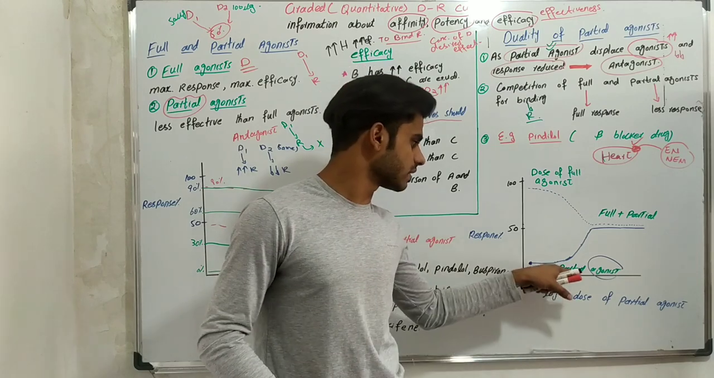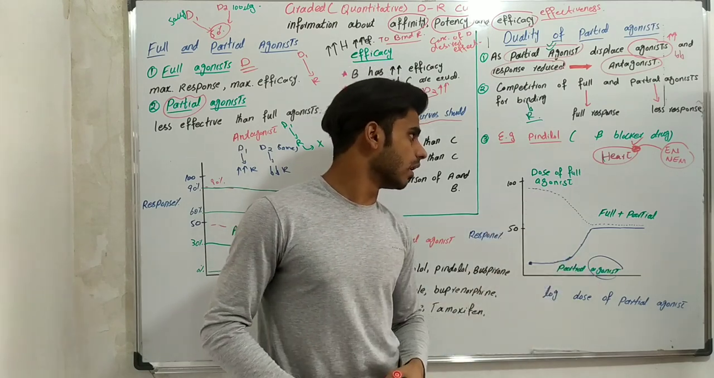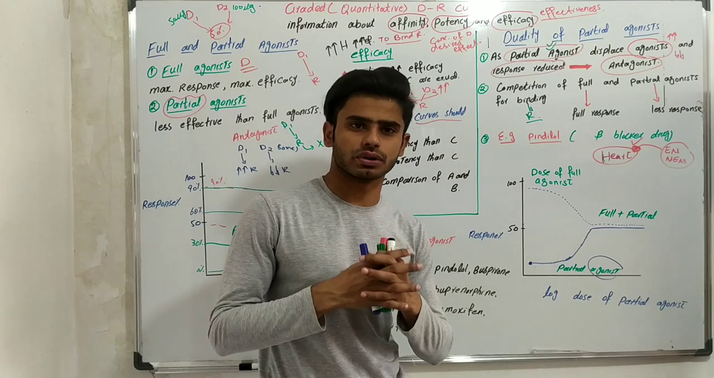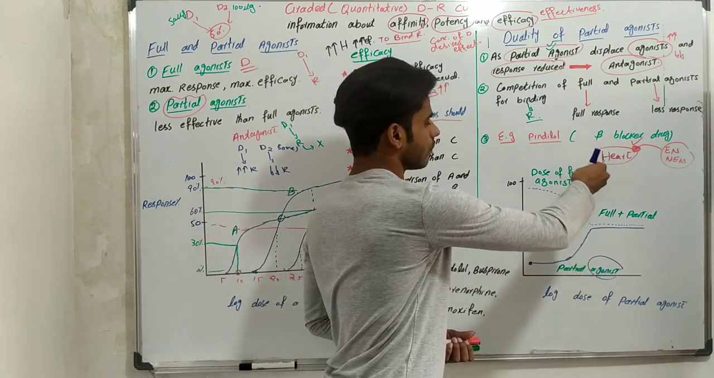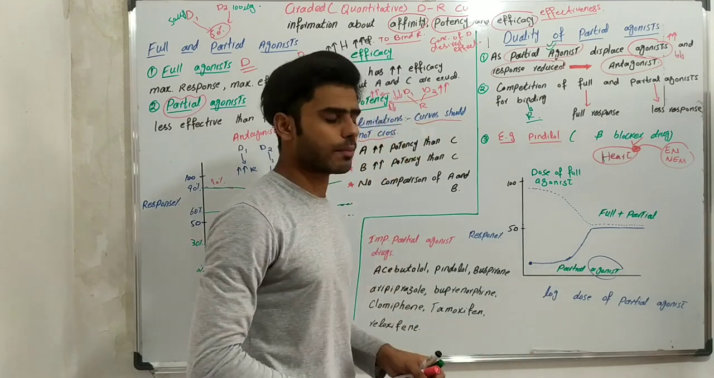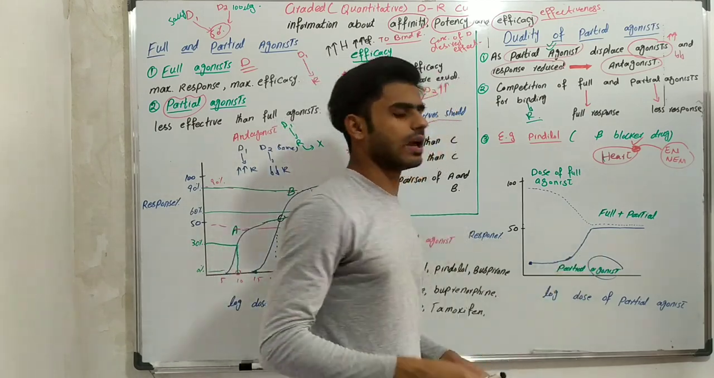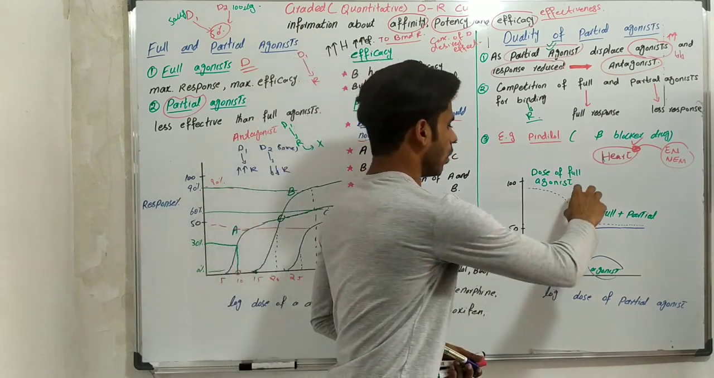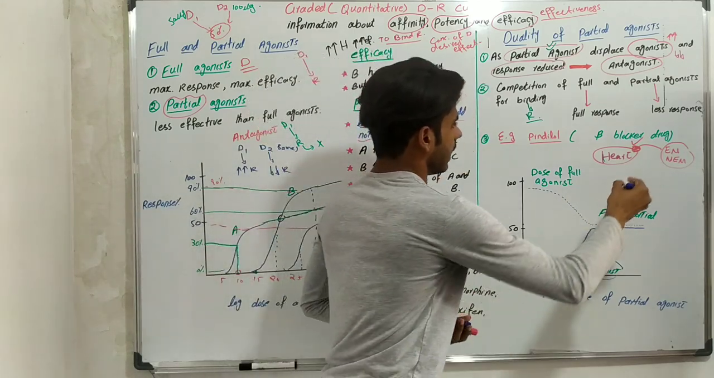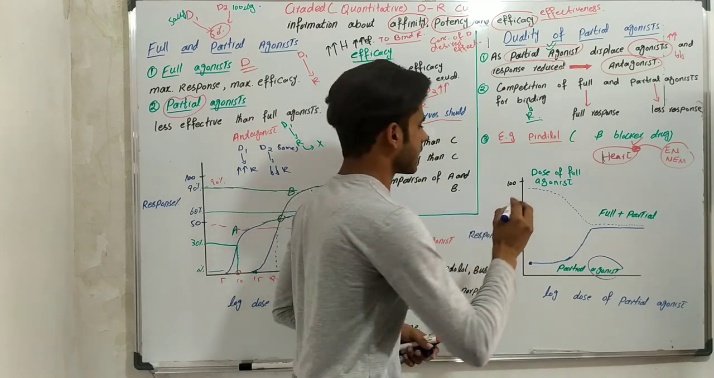Now in the third point, remember that test tube, we put both things: the first, the partial agonist, then the full agonist, meaning a mixture of both. Now we have the full agonist already in our body, that is epinephrine and norepinephrine. Now we will add the pindolol as well, but in this case, in the mixture form.